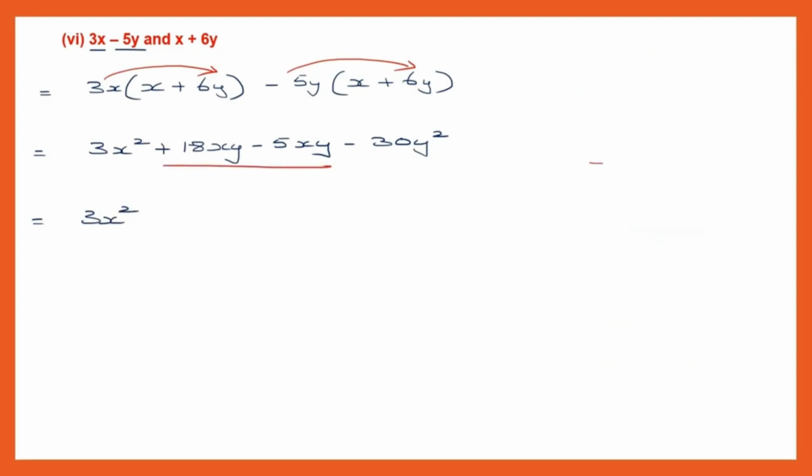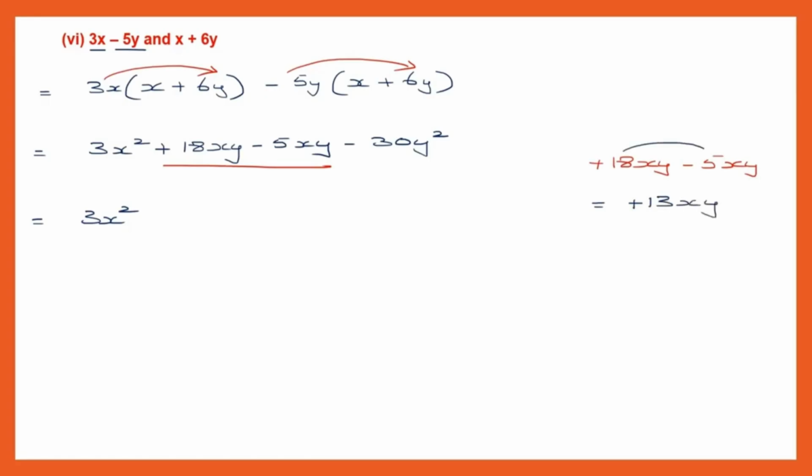So let's work that out. Plus 18xy and minus 5xy. Yes. Now signs are different, so let's put the sign of the bigger number and subtract. 18 minus 5 is 13. And then we have xy.